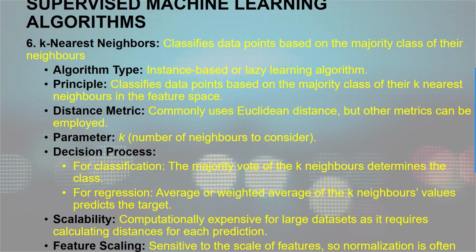Some of the decision process here is, for classification, the majority vote of the k neighbors determines the class. Then for regression, the average or weighted average of the k neighbors' values predicts the target. And then we have scalability, which is computationally expensive for large data sets as it requires calculating distance for each prediction. Then we have feature scaling, which is sensitive to the scale of features, so normalization is often needed.